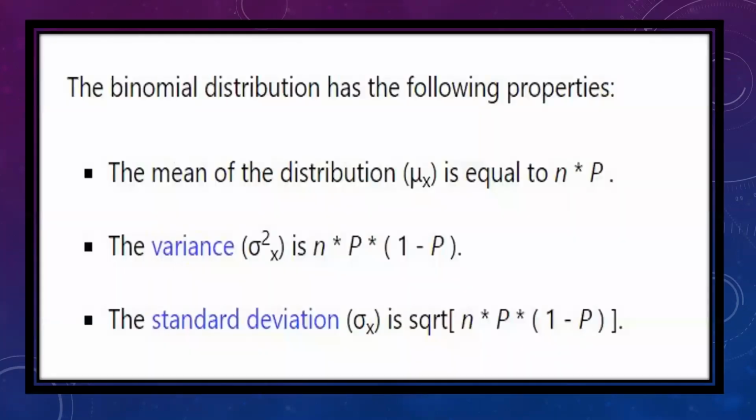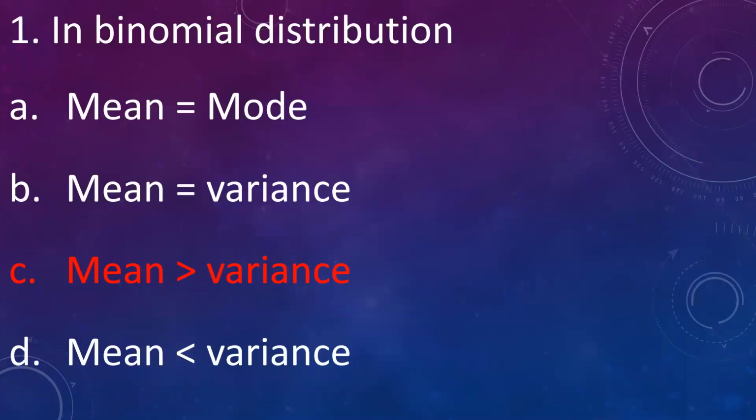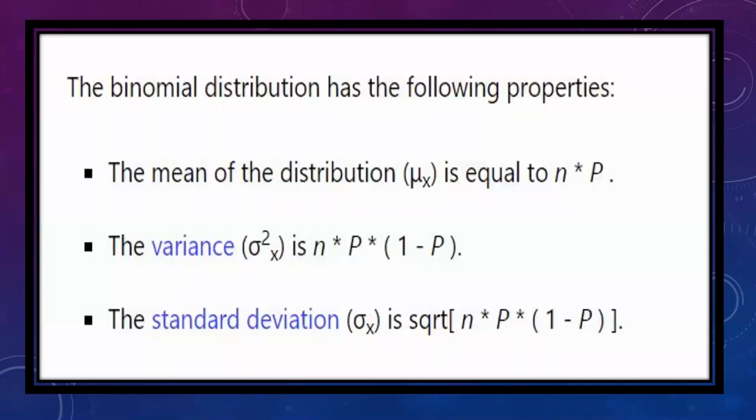Here are the properties of binomial distribution. The mean of distribution, mu x, is given by n into p, number of trials into probability of success. The variance, that is sigma square, is given by number of trials, that is n, into probability of success into probability of failure, that is 1 minus p. And standard deviation is the square root of variance. So from these properties we can say that mean is greater than variance.